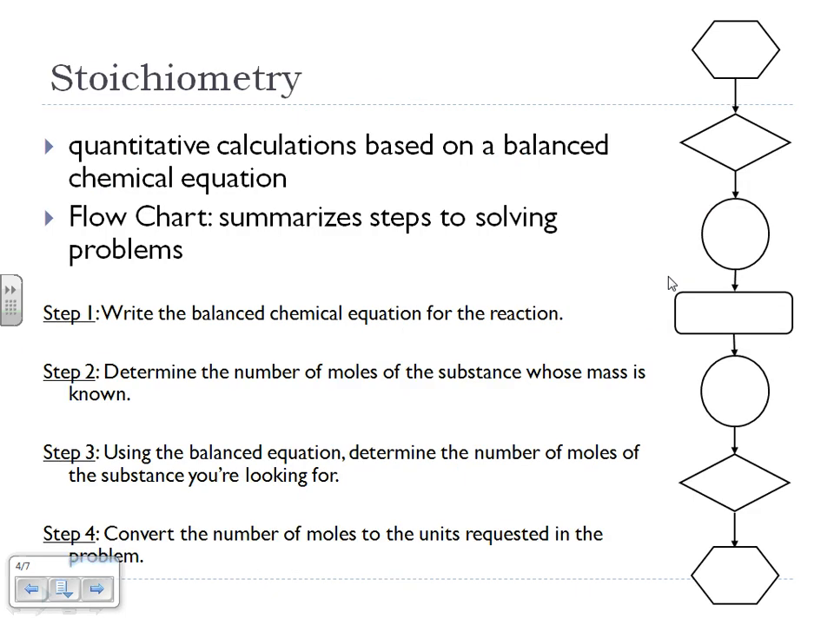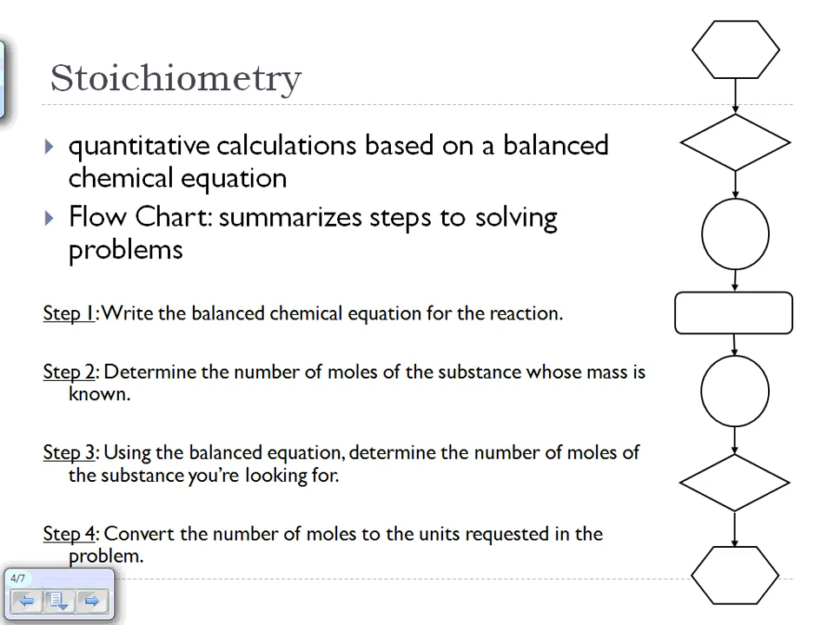All right, so stoichiometry. I'm going to give you this handout that has this sort of flow chart that you can see with all my shapes on the side. So you'll have that in your notes, as well as on a handout for you to use for the rest of the course. Stoichiometry is the quantitative calculations based on a balanced chemical equation. And we use this flow chart to summarize the steps to solving problems.